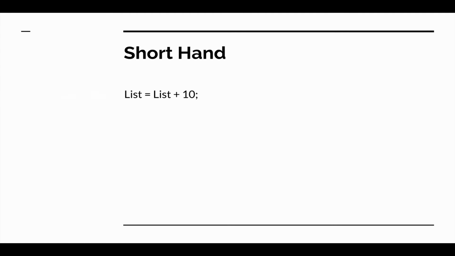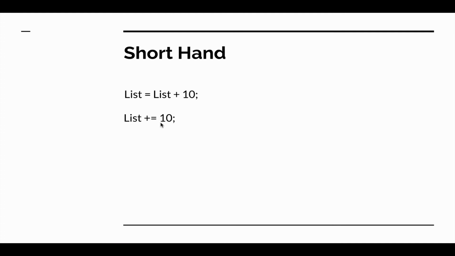So the next thing we're going to talk about is shorthand. Arithmetic operators are very common in any programming language, so we have a shorthand for them. Let me show you an example. So we have list is equal to list plus 10. What it's doing here, it's adding 10 to the list variable. Well, you can write this, but there's a better way to do this. If I show you list plus equal to 10, it's actually doing the same thing. It's taking the list variable and adding 10 to it.